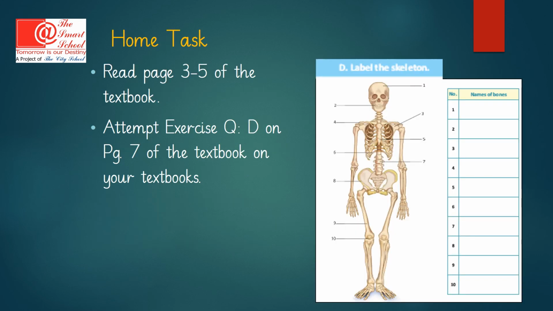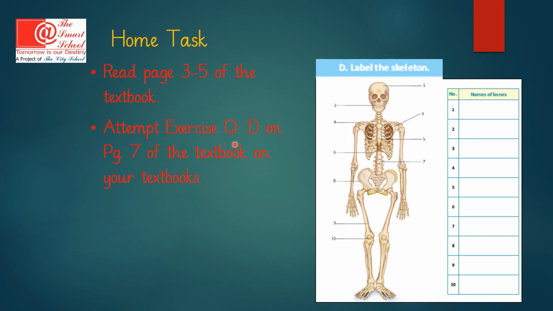I hope you're ready for your home task. You are to read from pages 3 and 5 of the textbook, and then you are going to attempt exercise question B on page 7 of the textbook, and this question will be attempted on your textbooks. You are going to label the skeleton, and you are going to put the names of these bones in the column given right on the page where the skeleton picture is given.